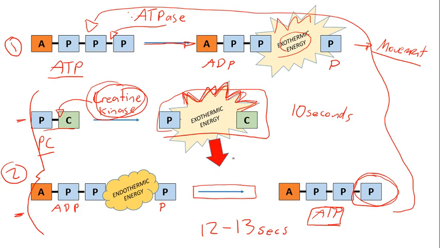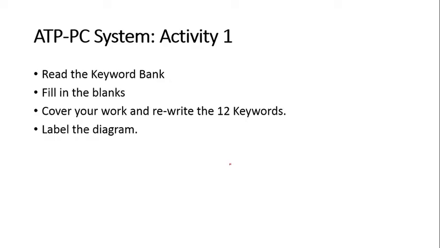Okay, so in order to solidify that, there is an activity to do. What you'll need to do is read the keyword bank, then using those 12 words, fill in the blanks. Then what I would challenge you to do is to cover up your work and rewrite those 12 keywords. Be it on the back of your sheet, on a plain piece of paper, turn it over and try and rewrite out those keywords. If instead of filling in the blanks you want to write out the paragraphs in their entirety, more than welcome to do so.